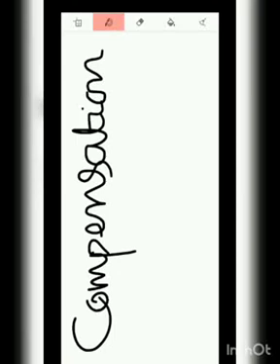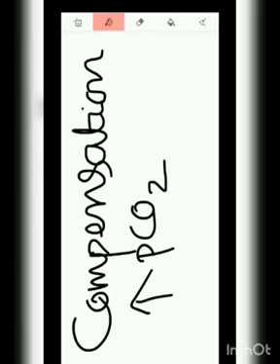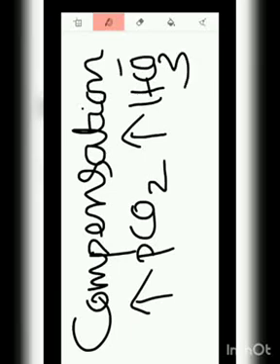In compensation, we can observe in ABG values that if carbon dioxide, the PaCO2 value, increases, the bicarbonate also increases. It means the bicarbonate and carbon dioxide move in the same direction. If carbon dioxide decreases, bicarbonate also decreases. This is compensation.